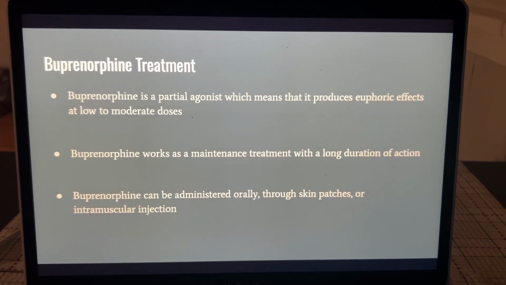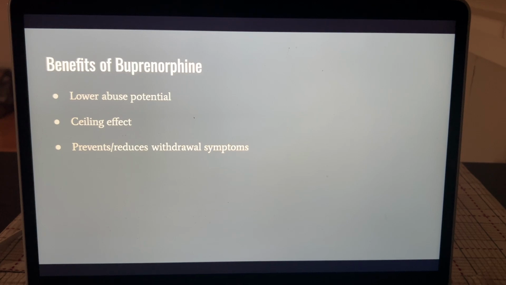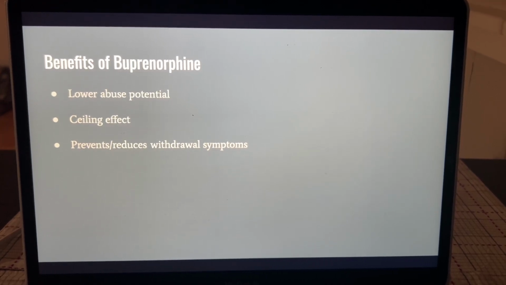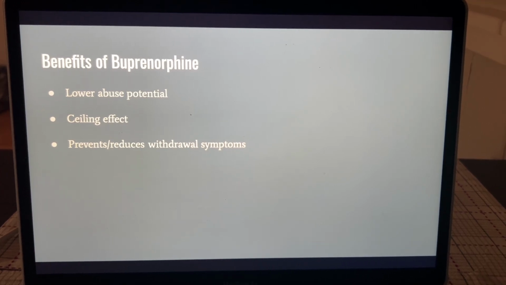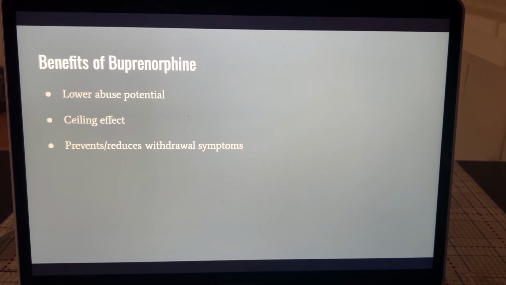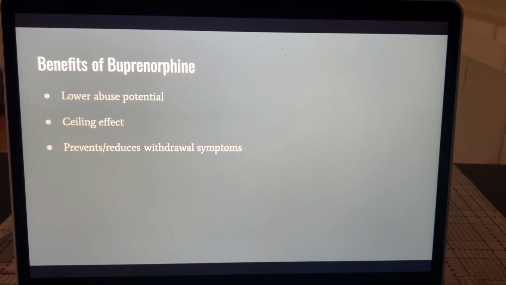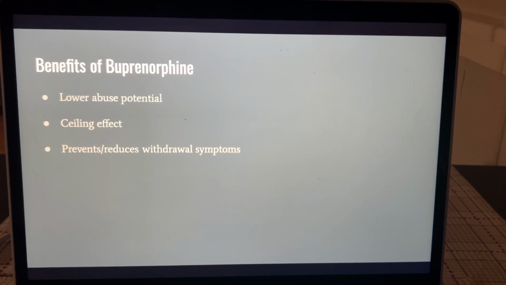So moving on to benefits, there are a few benefits for buprenorphine. I would say the one significant benefit is that there is lower abuse potential. Of course, with all drugs it is possible to overdose, but the likelihood of overdose is much lower with buprenorphine than with methadone, which is a really attractive benefit for individuals that are looking for treatment methods.